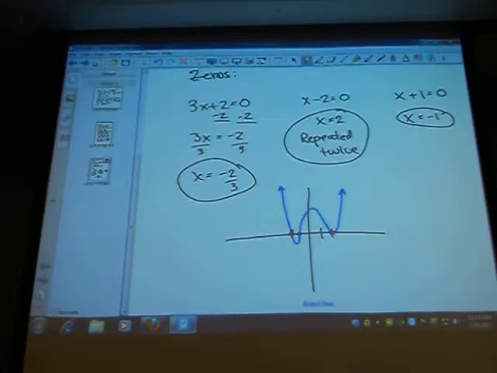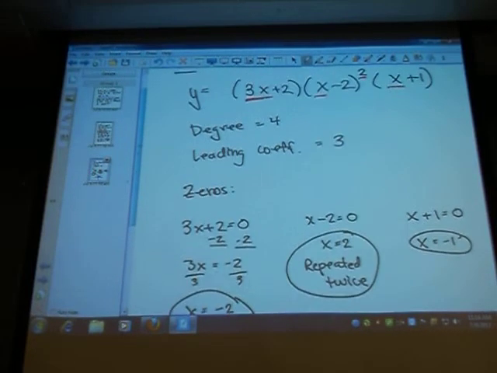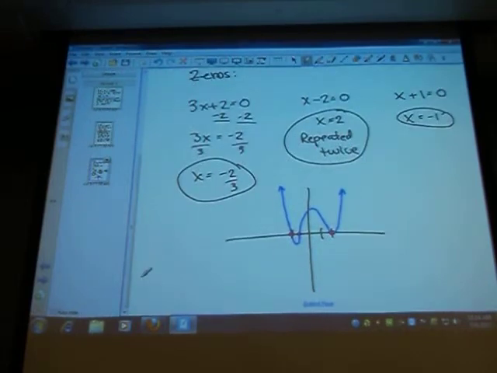That's how I would sketch the graph. What is this called? The repeating even or odd thing is called multiplicity. There are not very many questions about that, so I wouldn't worry too much about it. The main thing is actually finding the zeros.